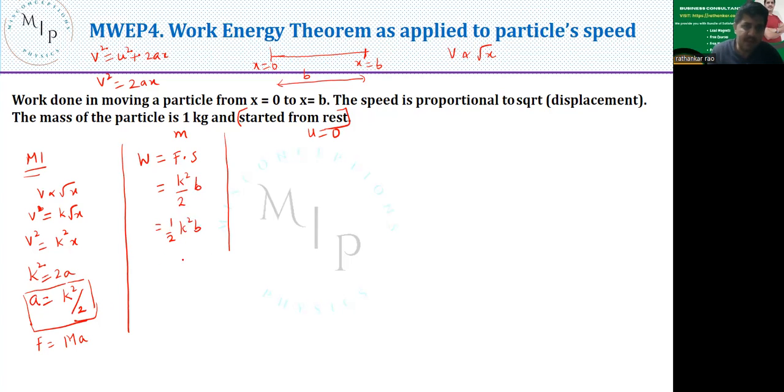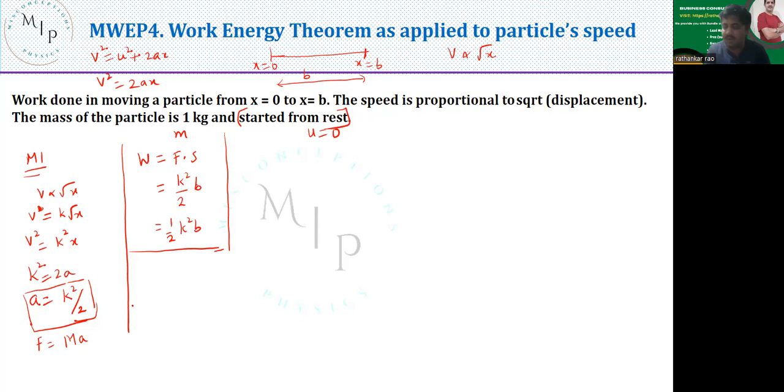So the work done by the particle in moving from x equal to 0 to x equal to b, starting from rest, is nothing but half k square into b. Got it. First method is done. Now let us do the same work by the second method. Which method will I prefer? Second method. See, this you can use at the 9th grade level. 9th, 10th standard, you can use this one.